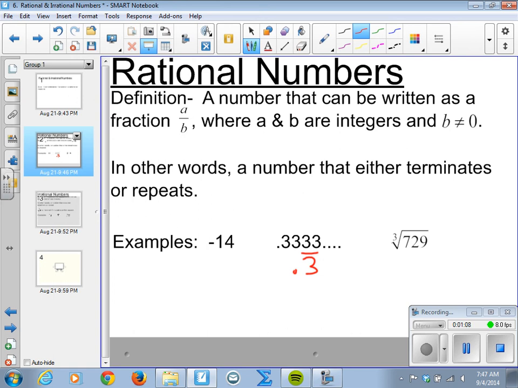And as we learned in our roots lesson, the cube root of 729, which hopefully we know, equals 9. That's a rational number. Rational. It ends or it repeats.